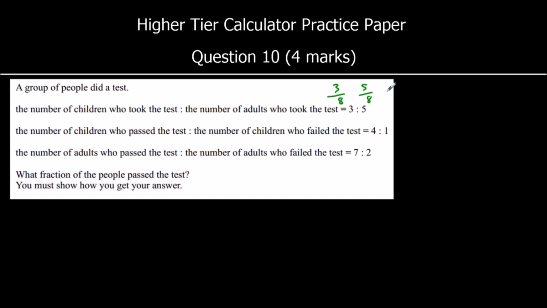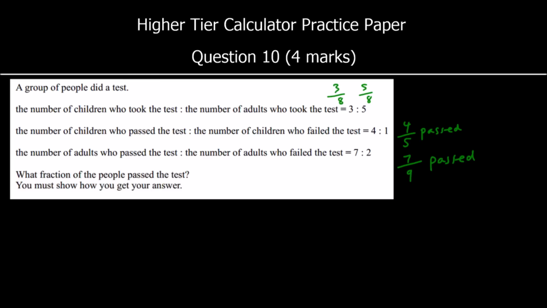The number of children who passed to the number of children who failed was 4 to 1. So 4/5 of children passed and 1/5 failed. The number of adults who passed to the number of failed was 7 to 2. So 7 out of 9, 7/9 of adults passed.